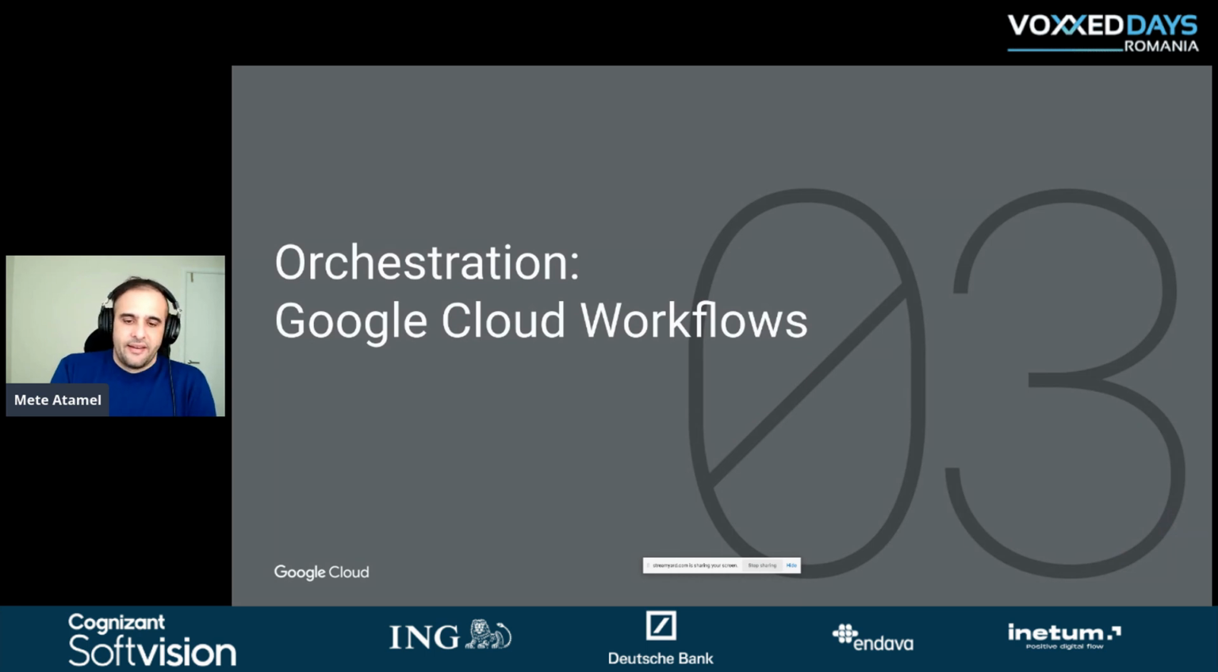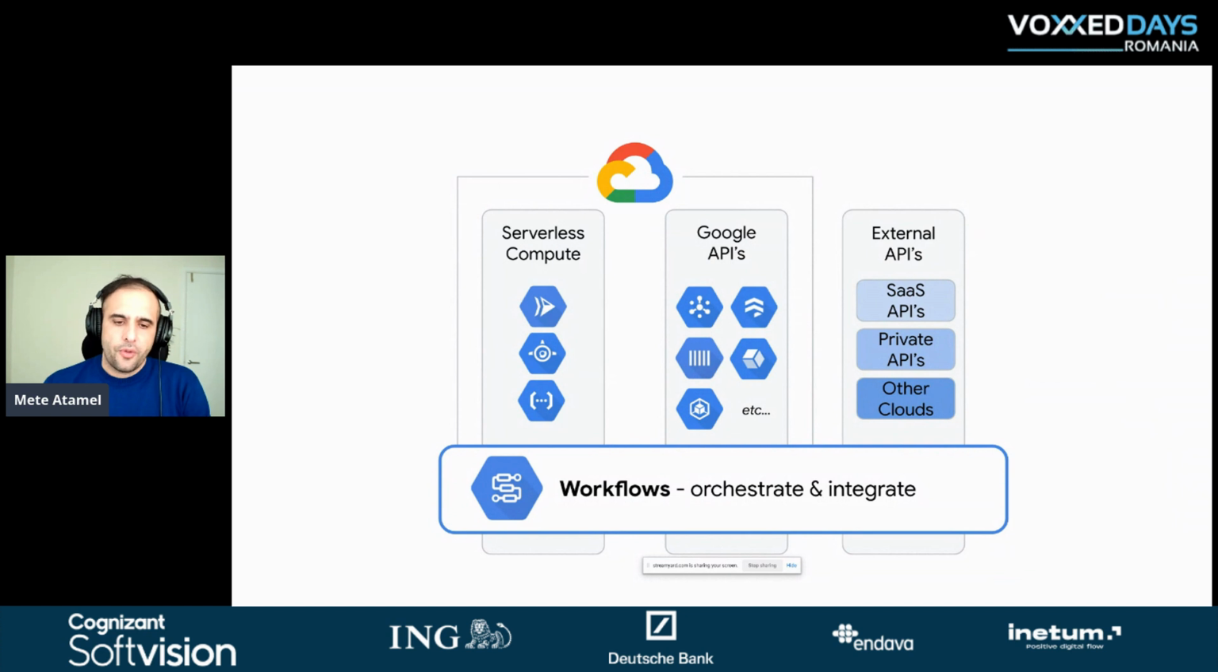All right, now that we know the landscape, I want to look into Google Cloud Workflows, which is the orchestration service of Google Cloud, and just some of its main features, and then we'll get into the case study. So what is Google Cloud Workflows? Workflows is a service from Google Cloud that allows you to orchestrate and integrate other services, okay?